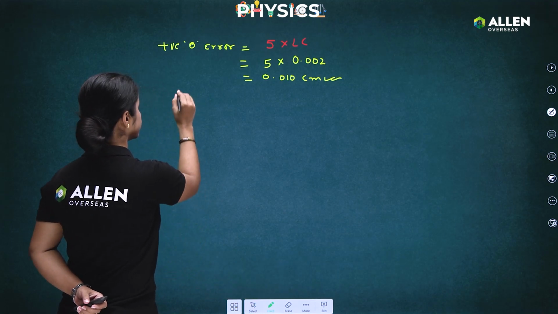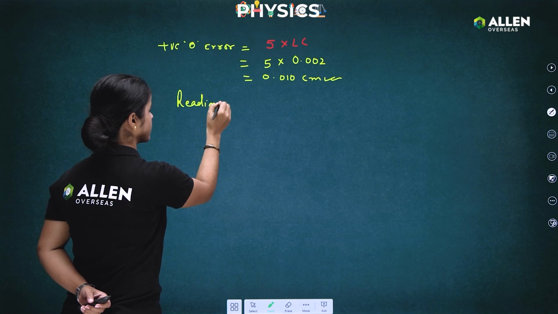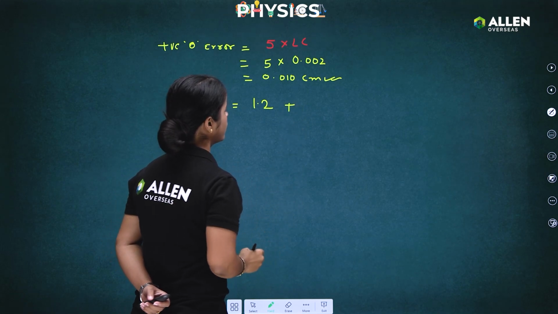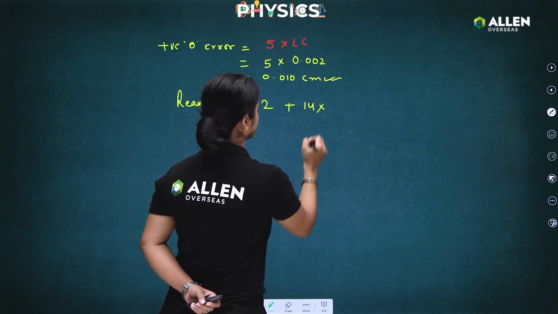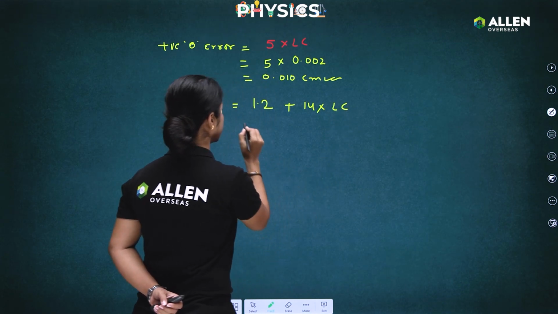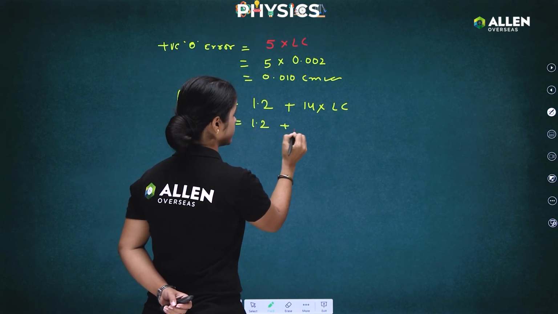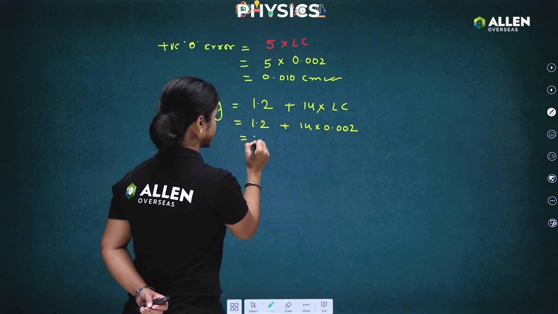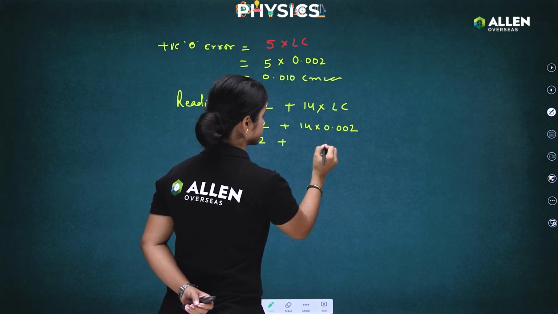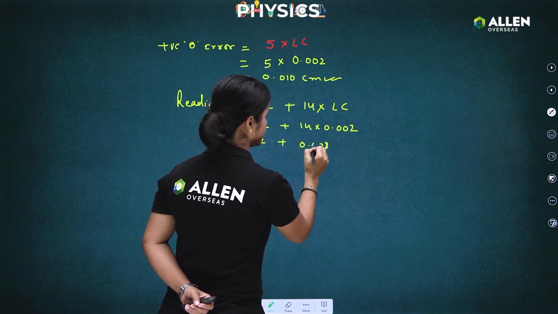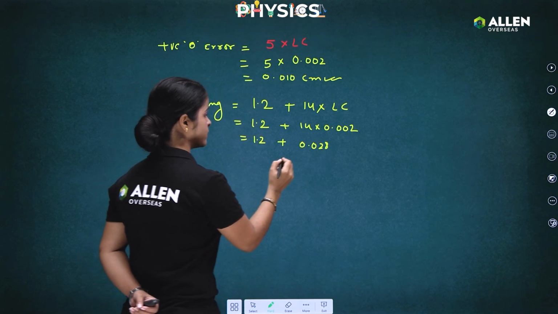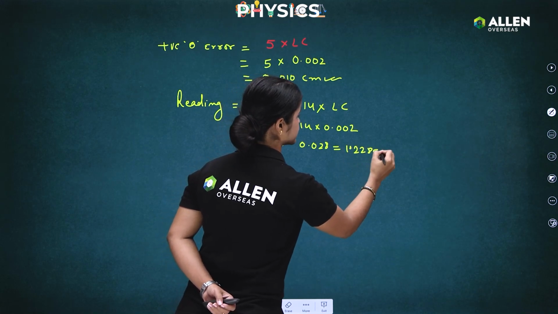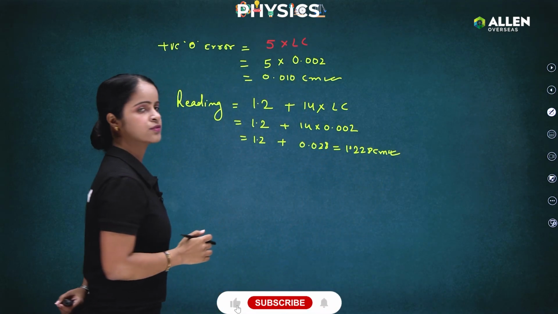So here what I will write? Reading will be equal to 1.2 plus 14 into least count, right? So in the next step, I will write 1.2 plus 14 into 0.002. After solving this part, I will write 1.2 plus 0.028. And after solving this, I will write 1.228 centimeter will be the correct answer for reading.